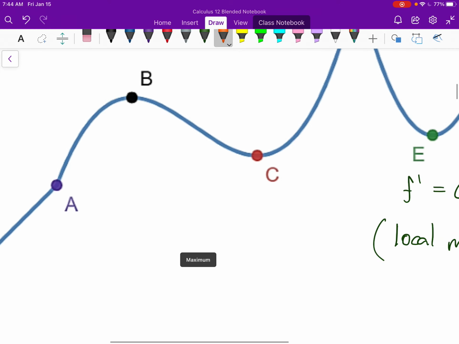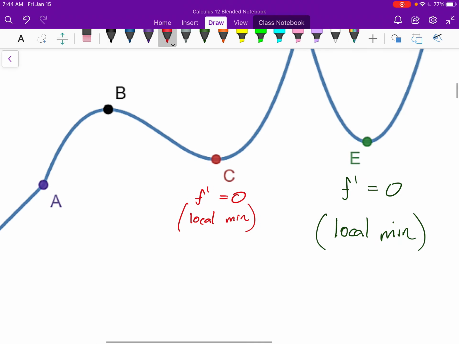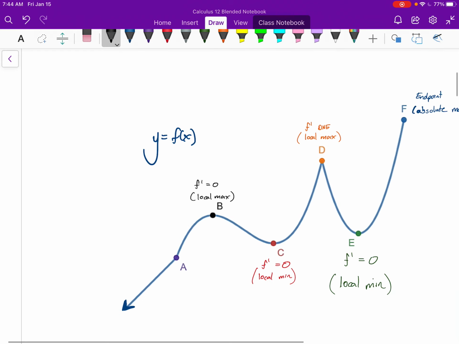Okay, let's look at c. Here again, the derivative at this point is 0, and we call this a local min. This particular local min is lower than e, but it doesn't matter. In its area, it's still the local min. Hopefully now, as we work our way to b, we can see that not only is the derivative at this point 0, this is another local max. Again, it's not the absolute max. The absolute max was at the endpoint. That's the highest point. Literally, it's the greatest y value.